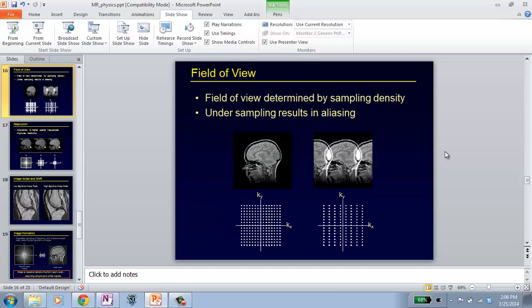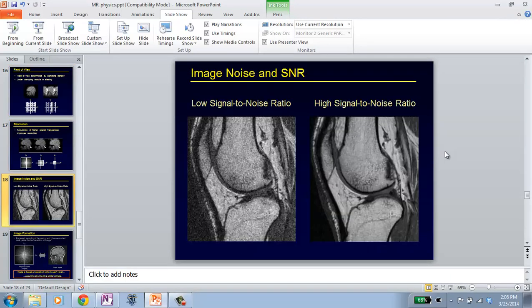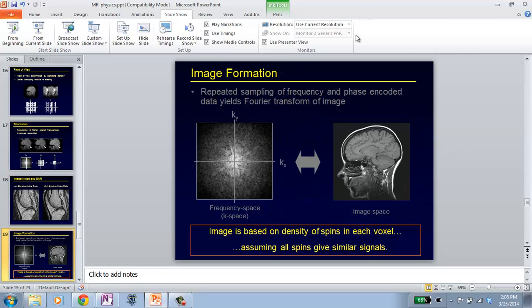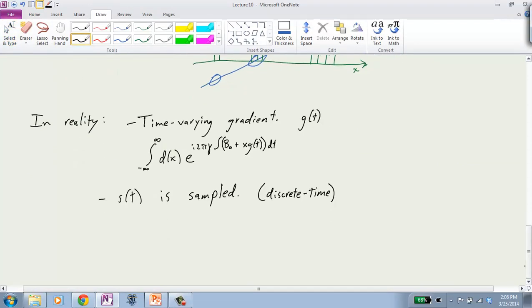I think that's about it for these slides. Just things about signal-noise ratio and stuff that I won't get into. Any questions about MRI?